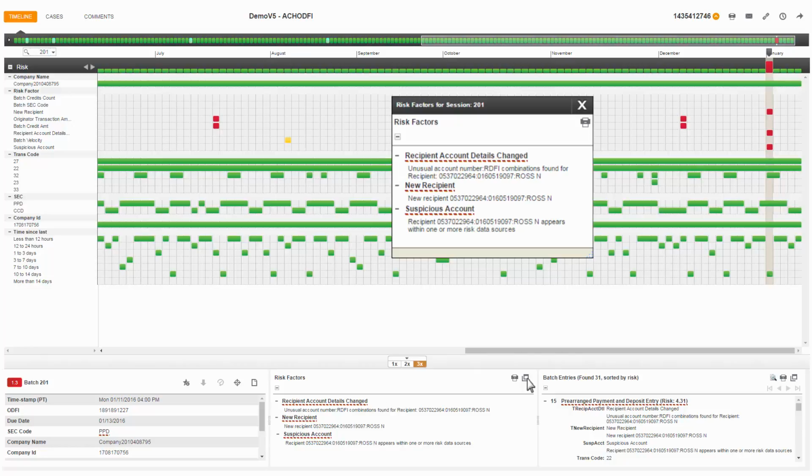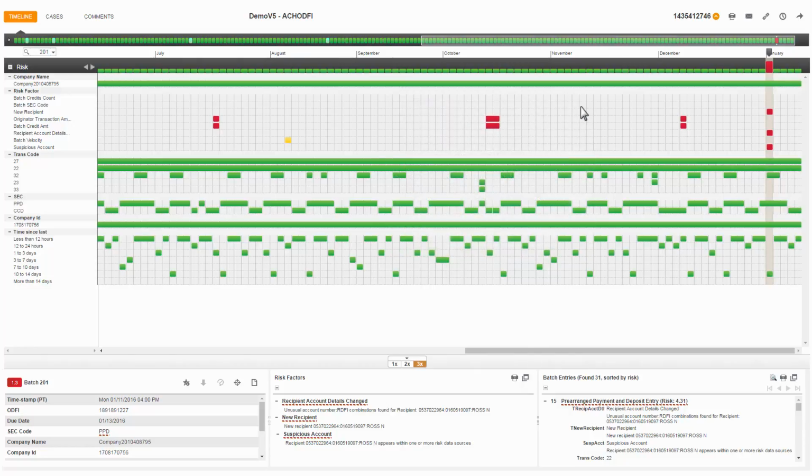Guardian Analytics identifies a recipient by their RDFI number, account number, and name. The new recipient risk factor is showing up because Ross has had a change to his RDFI and/or account number, and this is the first time Guardian Analytics has seen this particular combination. The last risk factor is suspicious account. This means that the RDFI account number combination used for this payee appears on one or more suspected mule or compromised account lists. So now I know that Ross Nicholson, who is a previous payee for Financial Business Incorporated, appears to have changed his bank routing number or his bank account number or both.